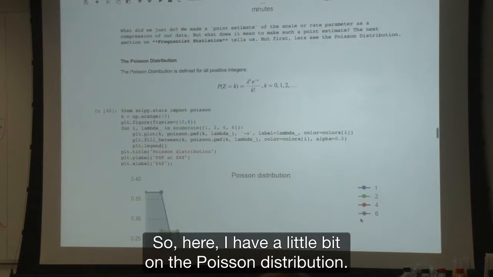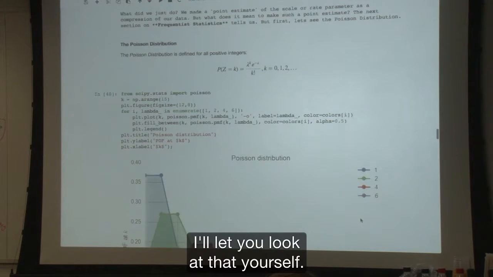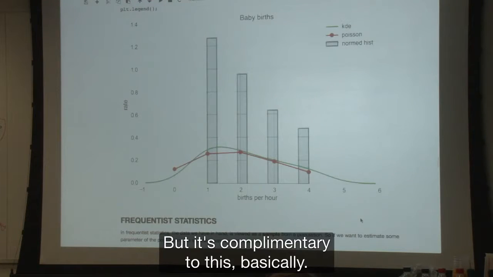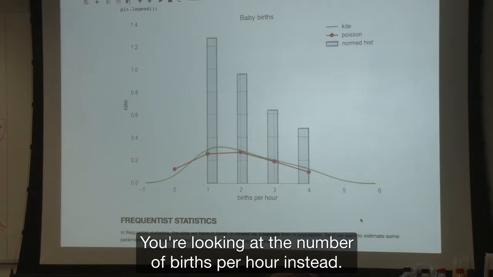So here I have a little bit on the Poisson distribution. I'll let you look at that yourself. I won't go into it right now. But it's complementary to this, basically. You're looking at the number of births per hour instead.